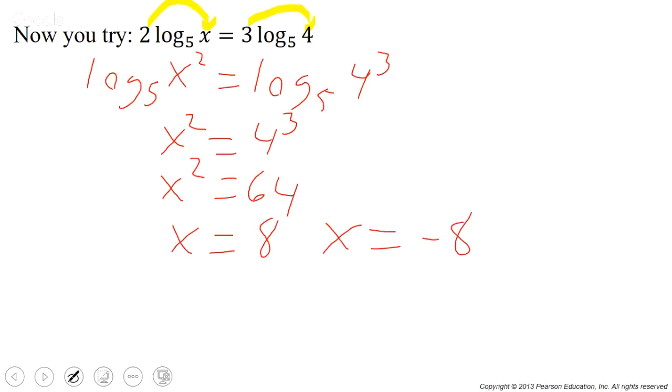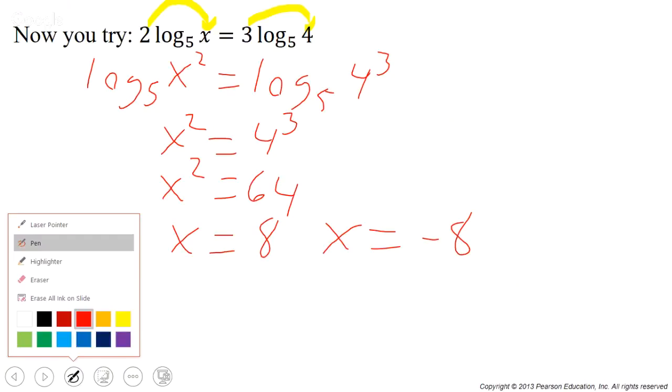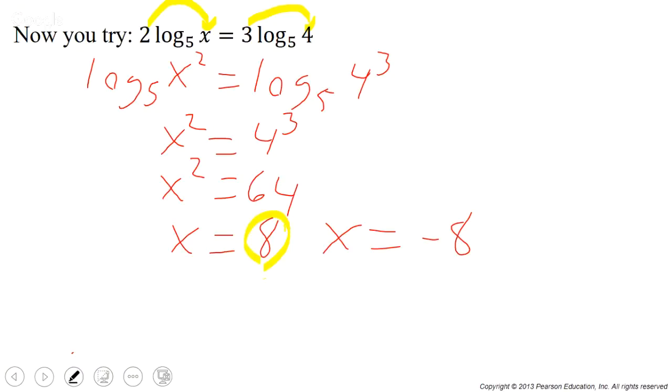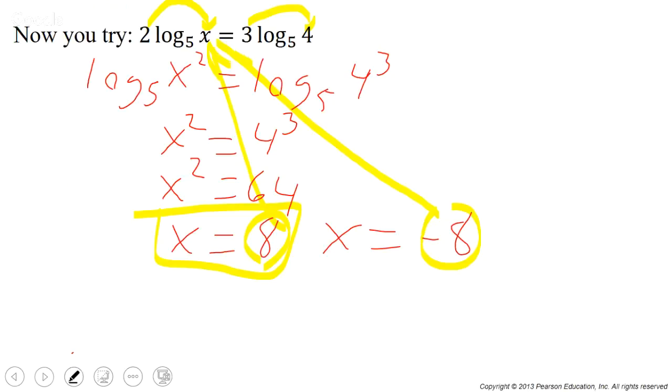So I plug in positive 8 into the original equation, and it works. So therefore, that is a solution. I plug in negative 8 into the original equation, and it does not work. That gives me a log inside the log is negative, so therefore that is not a solution. So the only solution I have is x equals 8.